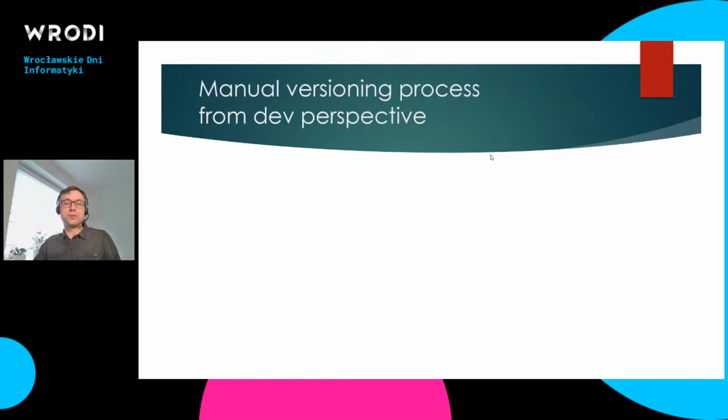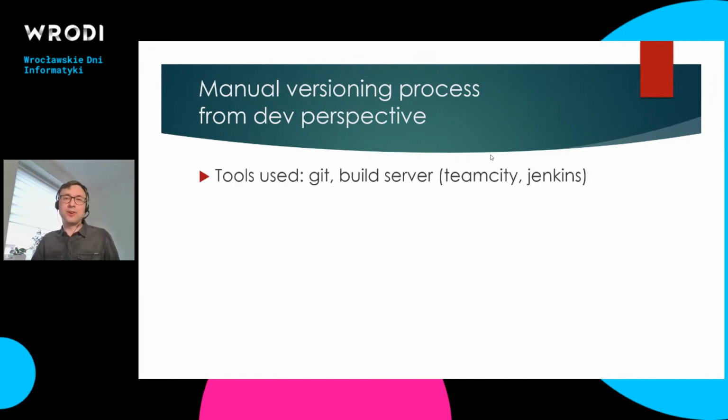I wanted to show you how the process of manual versioning looks like from the developer perspective. This is the kind of process that I've seen in several projects that I worked at previously, and I think that might be quite common still in 2021. So let's assume we have the standard tools. We store our code in a Git repository. We have some kind of build server running, whether this is TeamCity, Jenkins, whatever.